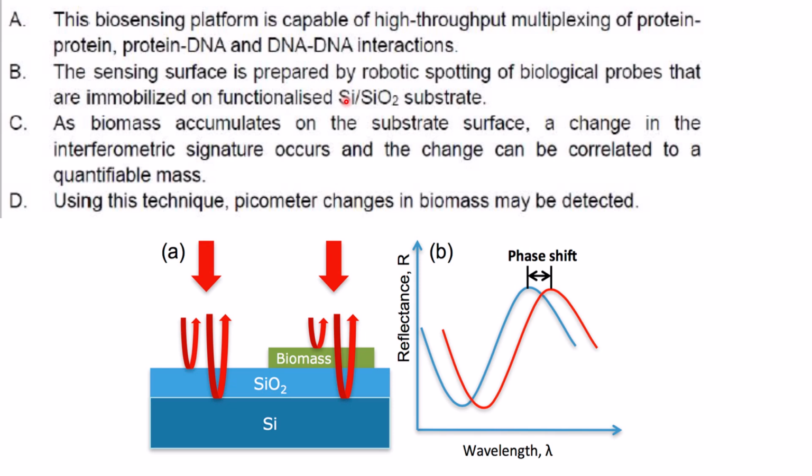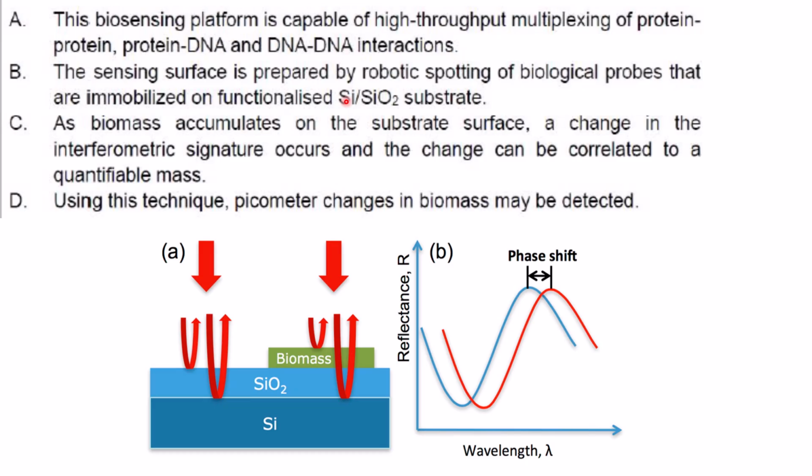So here, for the application of these biological probes, you use a robotic system. This robotic system will deposit small and defined spots of the biological probes onto this functionalized SiO2 substrate. That is what statement B means. So that's also correct. A is correct, B is correct.